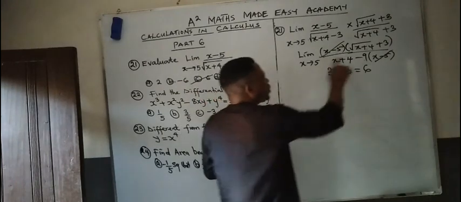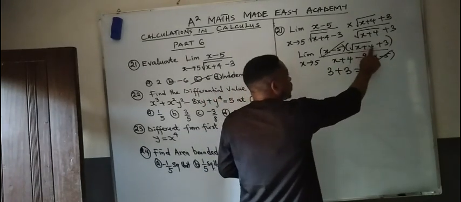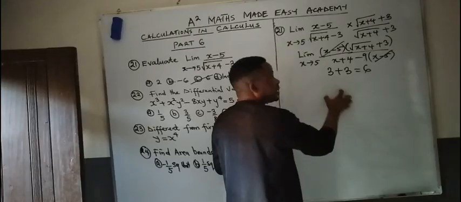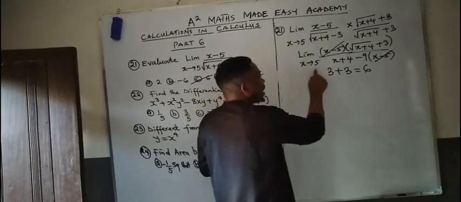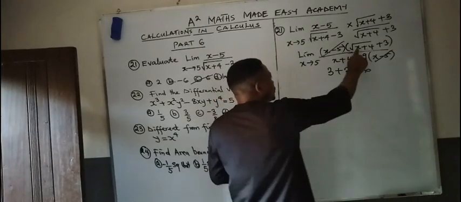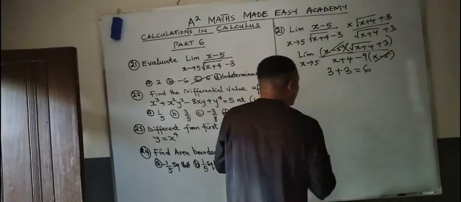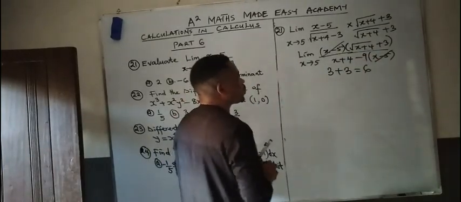Can you see now? I'll just say it is square root of x plus 4, then plus 5. That is all, without even solving it to this extent. Then what does x tend to? X tends to what? 5. I will now have square root of 5 plus 4, which is 9. And square root of 9 is 3. 3 plus 3 will give you what? 6. That is what we call shortcut.